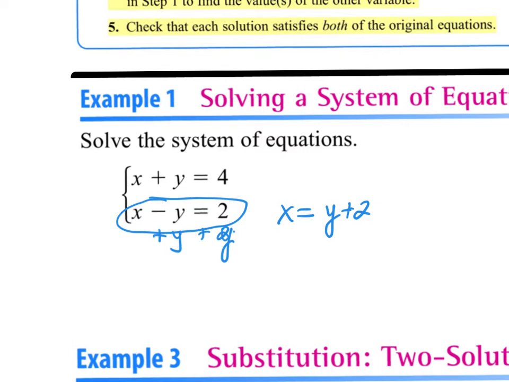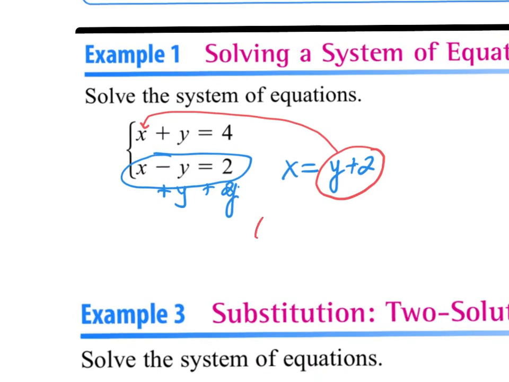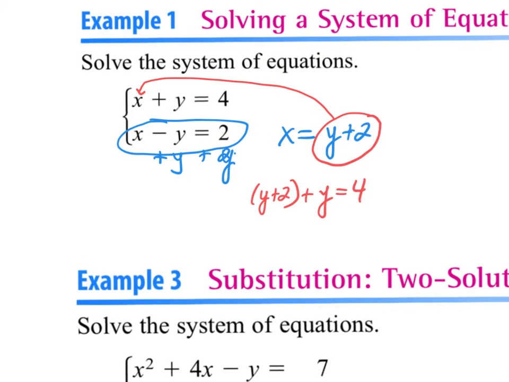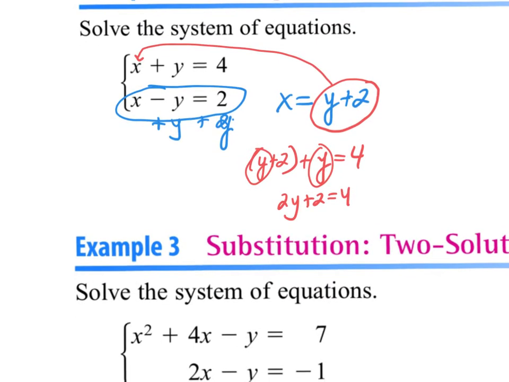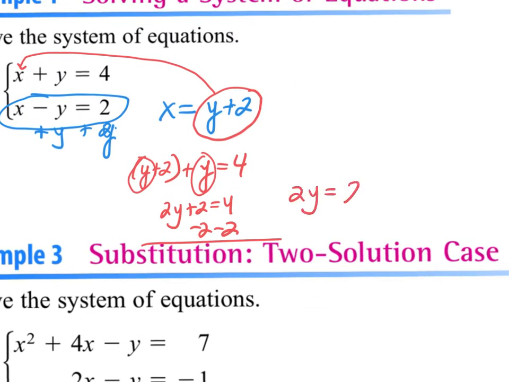So what I'm going to do is take this expression and plug it in everywhere I see an x in the top one. Everybody with me? So instead of x, I'm going to write y plus 2. And then I have plus y equals 4. Okay, so now we're adding. I have one y here and one y here. That gives me how many? So I have 2y plus 2 equals 4. Now what? Subtract 2 from both sides. I get 2y equals 2. Now what? Divide by 2. And I get y equals 1.